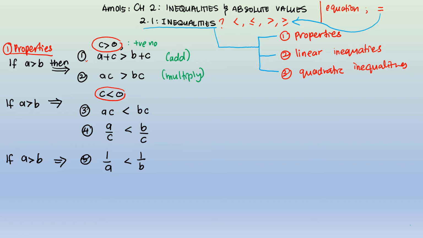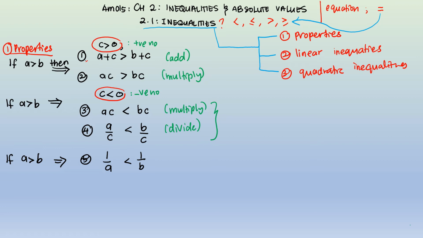If A is greater than B, and you multiply by a negative number on both sides, your symbol of inequality will change, reverse. Before it is greater, now it will be lesser. Next, when you have A greater than B and you divide by a negative number on both sides, the symbol will change.